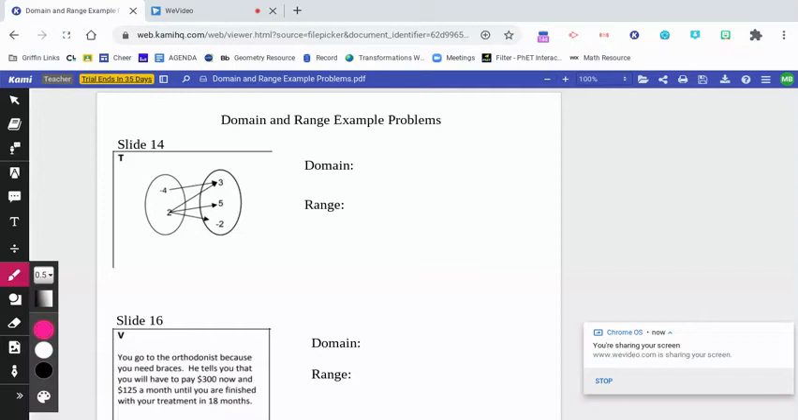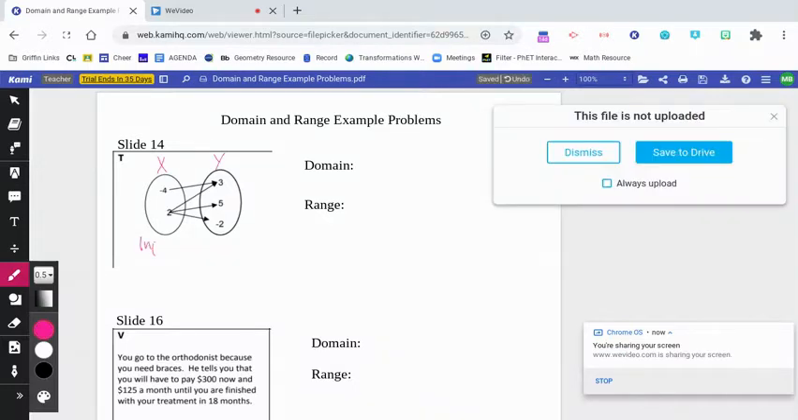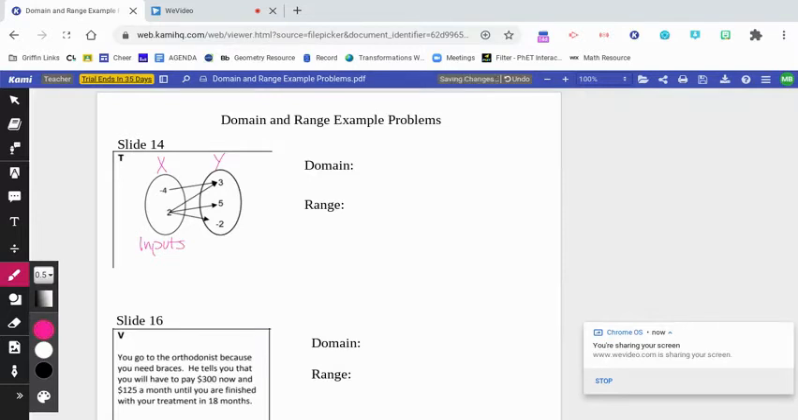All right, let's do some examples identifying the domain and range from various representations. So the first representation that we're given is a map. And as a reminder, in a map, our left map is our x values, the right is our y values, which means the left is also called our inputs, and the right is also called our outputs.